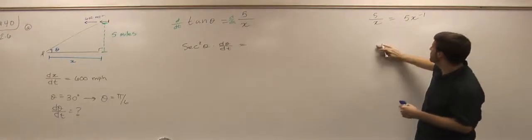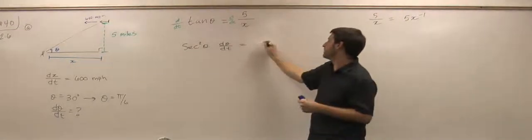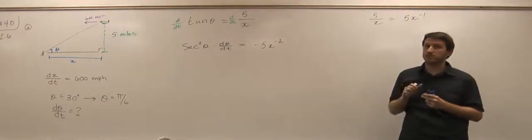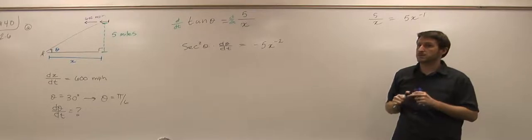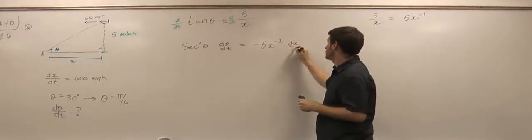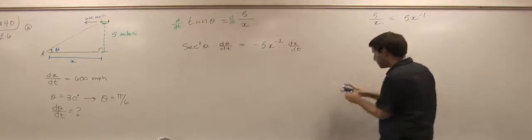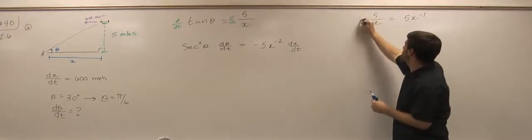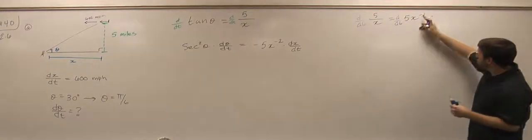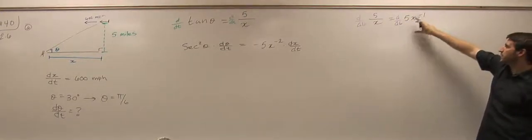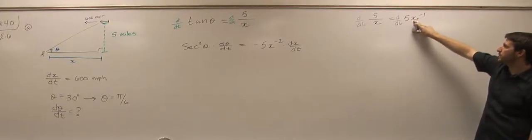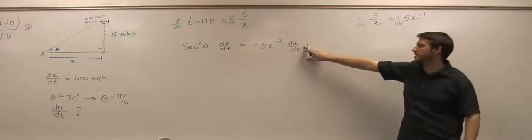So then when we do the derivative, this becomes negative 5x to the negative 2 times dx dt. When you do this derivative with respect to t, you do the derivative of the outside function, the negative 1 comes down and it changes to a negative 2, but then you have to multiply by the derivative of the inside. So this guy's going to get a dx dt.